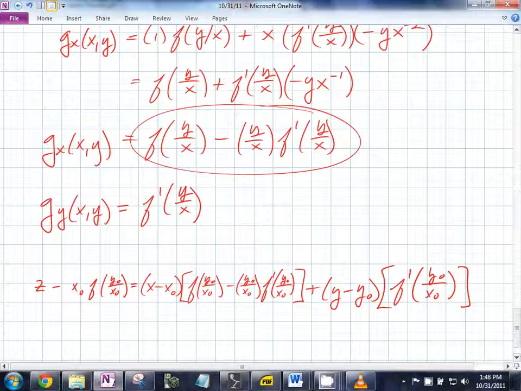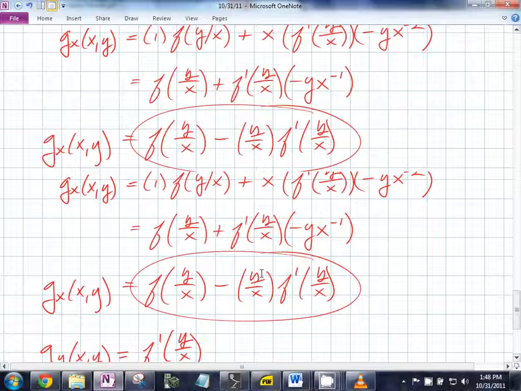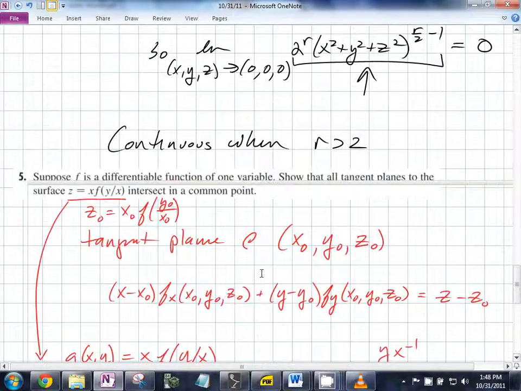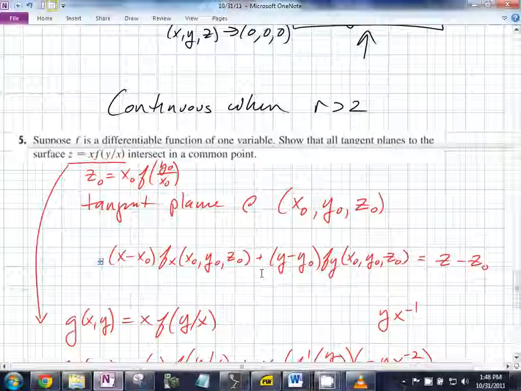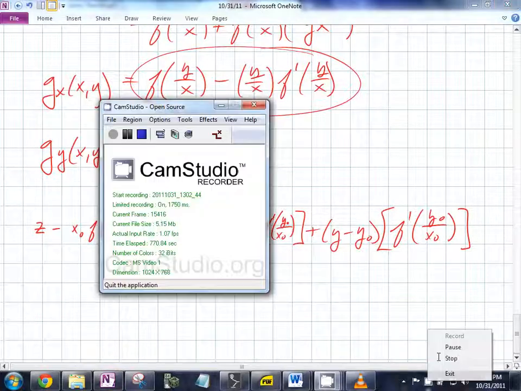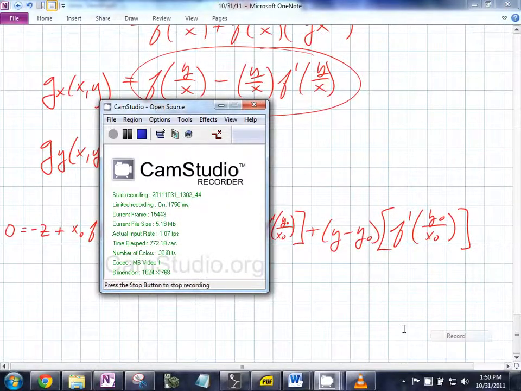Z is all alone. There's nothing for z here. Let me just double check. Yeah, the z is all alone. The z has to be 0. Well, distribute, hold on. Distribute the x naughts and the y naughts. Yeah, and then regroup.